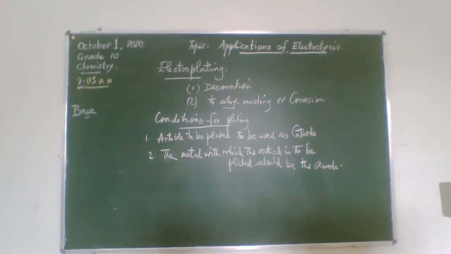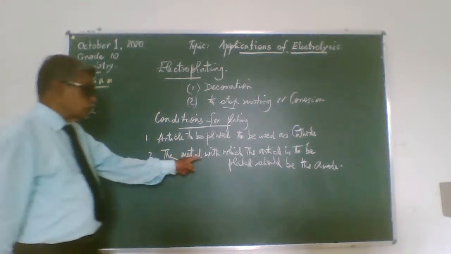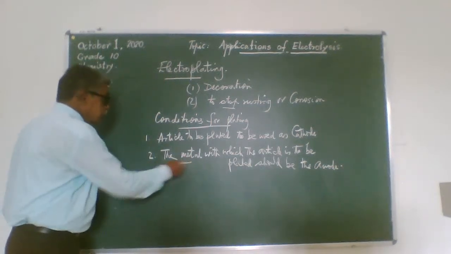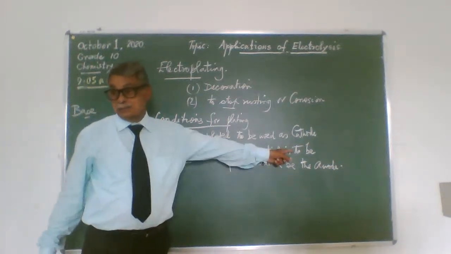Sodium will take up an electron with great difficulty because sodium is electropositive. It wants to lose its electron. So if it is a sodium atom, it wants to change into a sodium ion. Very active. So suppose you give an electron to a sodium ion, it's very difficult to change into sodium. That can happen only at the cathode, never else. So the metal with which the article is plated should be the anode.